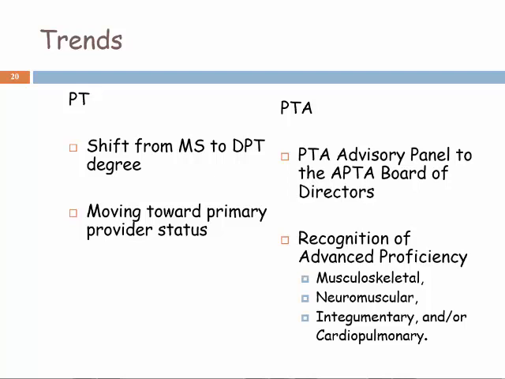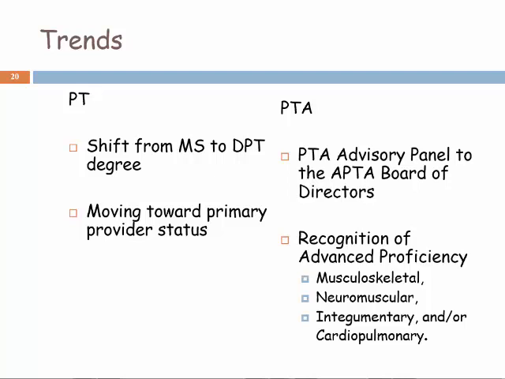And finally, as it relates to the roles of the PT and PTA, what are the current trends? Well, for the physical therapist, there is a shift from the master's degree to the doctorate degree for the entry-level practice. In addition, for the PT, we are moving toward primary provider status, meaning the entry point into the healthcare system. As you will recall, 50 states have some form of direct access. As for the PTA, there is an advisory panel to the APTA Board of Directors. This gives input to the National Board of Directors from PTAs to apprise them of issues specific to the PTA.